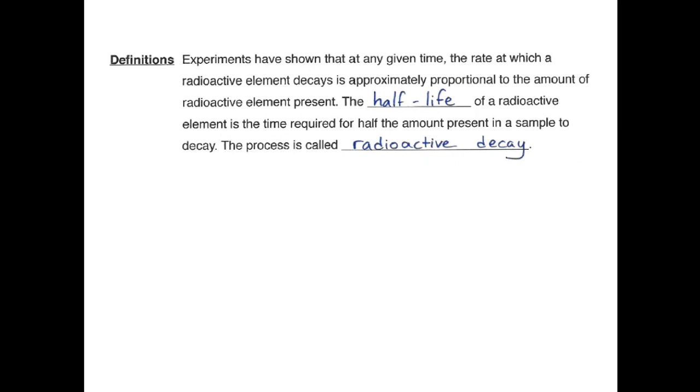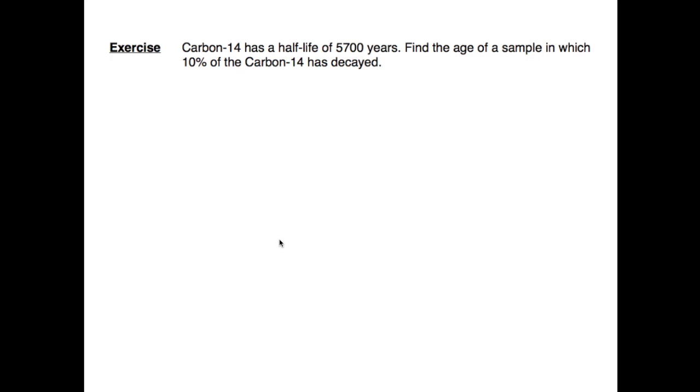Experiments have shown that at any given time, the rate at which a radioactive element decays is approximately proportional to the amount of radioactive element present. The half-life of a radioactive element is the time required for half the amount present in a sample to decay. The process is called radioactive decay. Carbon-14 has a half-life of 5,700 years. Find the age of a sample in which 10% of the carbon-14 has decayed.